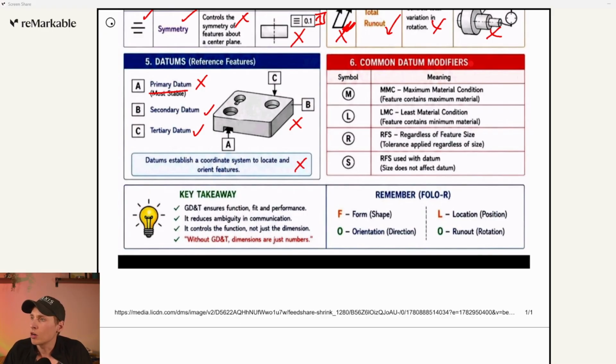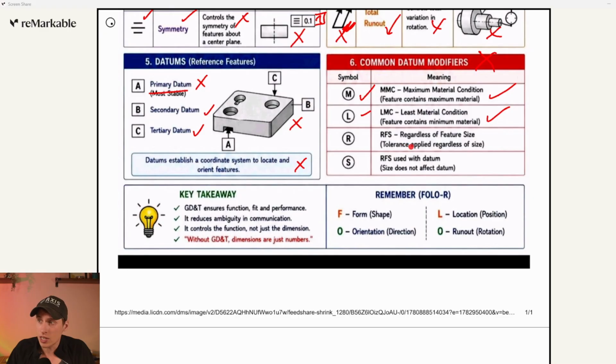Okay, and then common datum modifiers. And then we don't talk about datum modifiers, we talk about material modifiers. So this gets an X. Okay, let's assume this was material modifiers, this section. M looks good, maximum material condition. MMC, feature contains maximum material, that's not bad. LMC, least material condition, feature contains minimum material, sure.